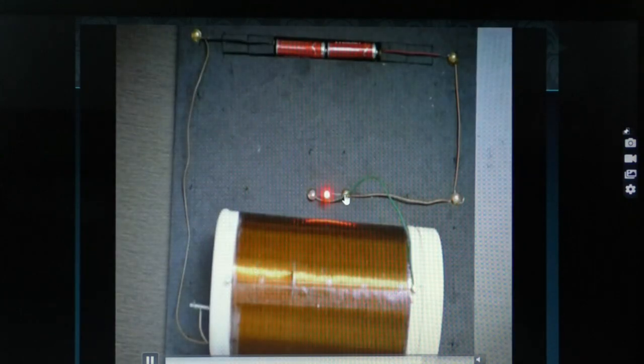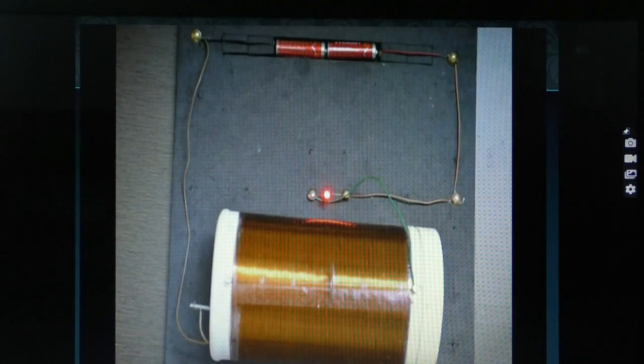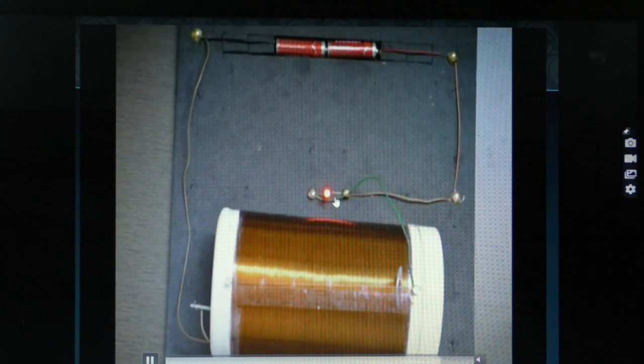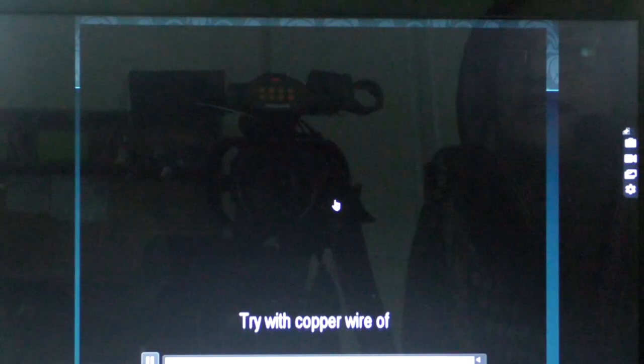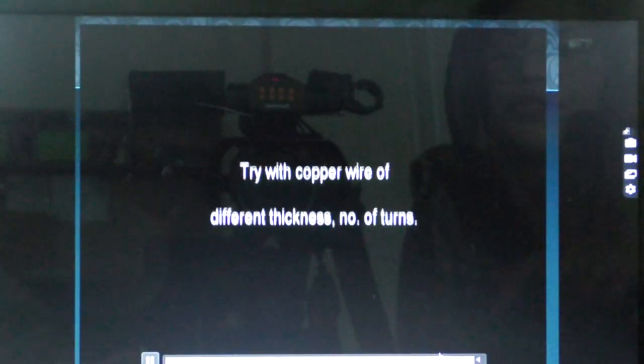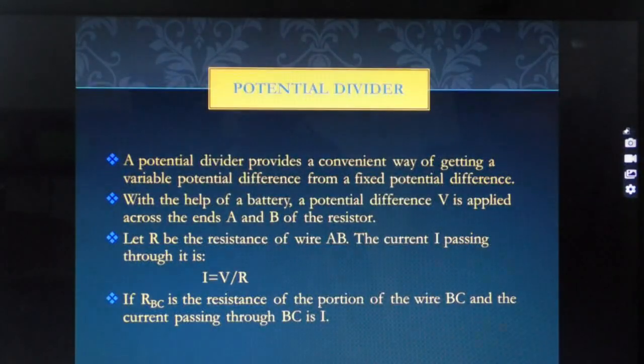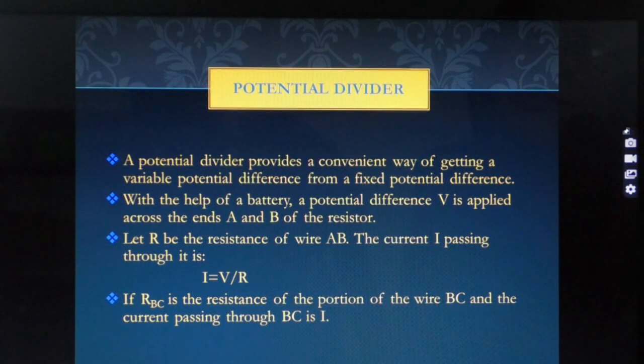All right, so this is a bulb. It glows when current I is maximum. The bulb glows. So what does it mean? When resistance is less, then it glows. All right, try with copper wire of different diameter, so the resistance changes, and vice versa, the current also changes. Now we come to the second use of wire wound resistor as a potential divider.